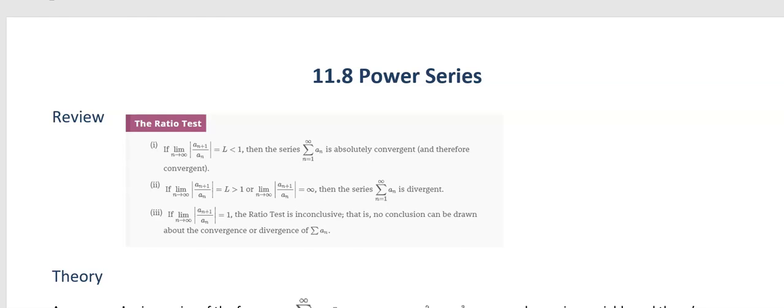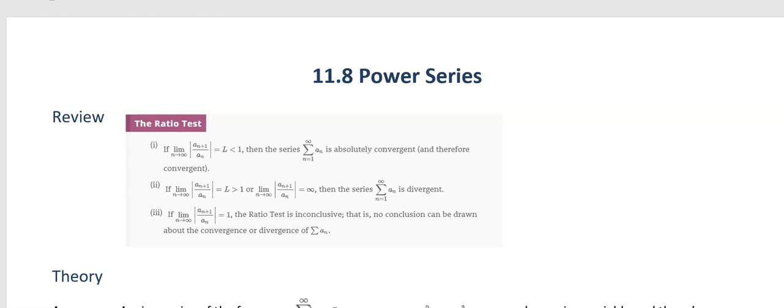Today we are going to talk about power series. To do that, we need to do a quick review of the ratio test, as that's going to be the focus of how we're going to solve power series. Although the root test may be used on some of the questions that you run into with power series, it's typically easiest to use the ratio test, so that's what we're going to focus on today.